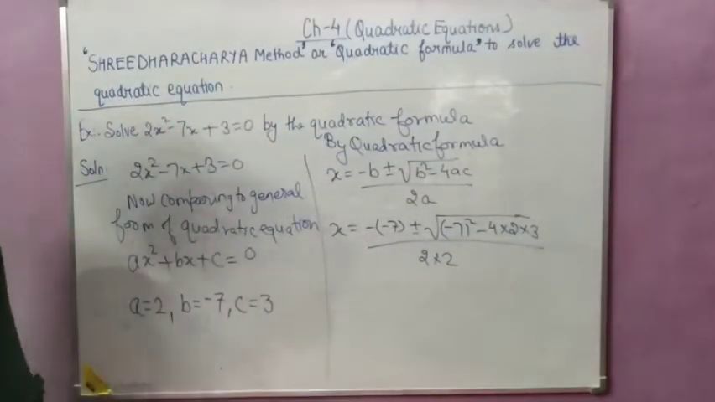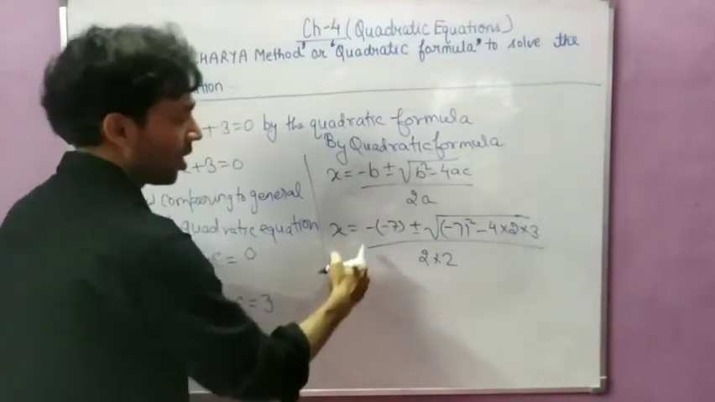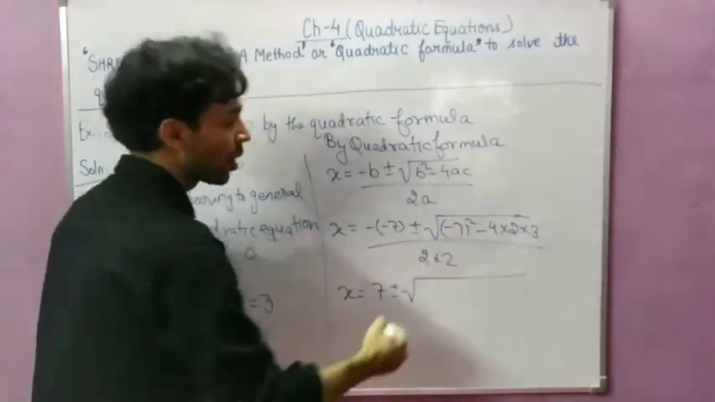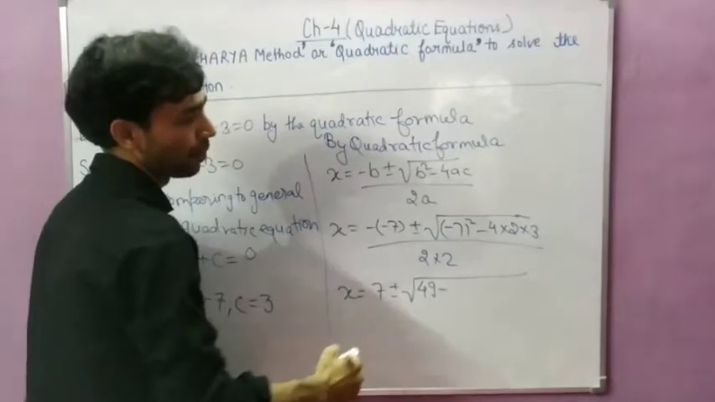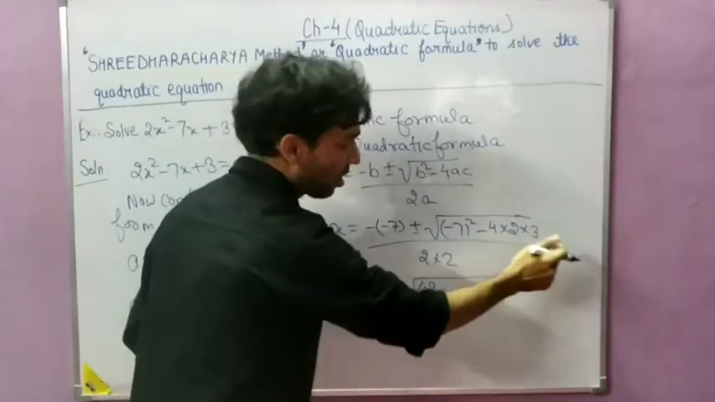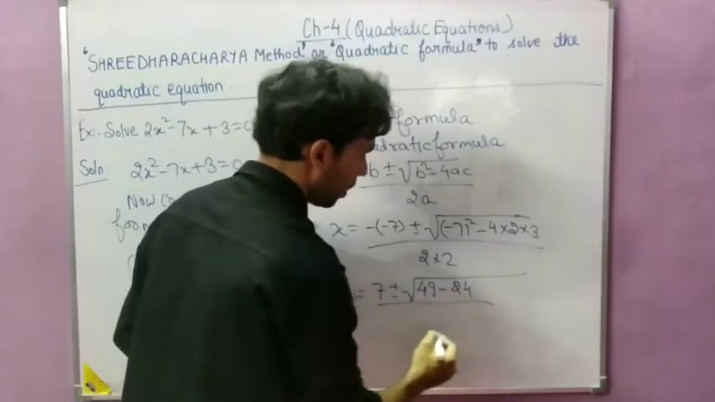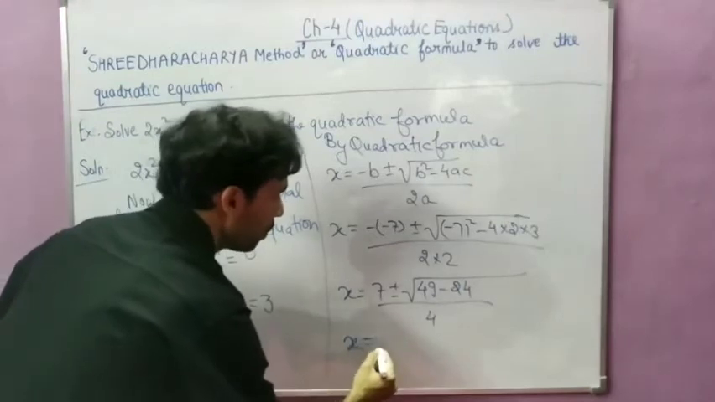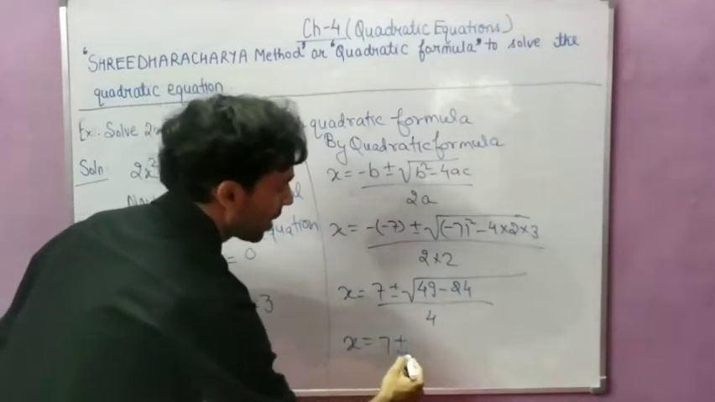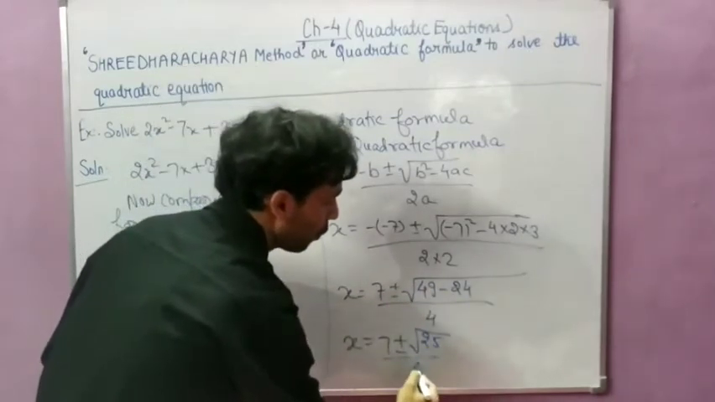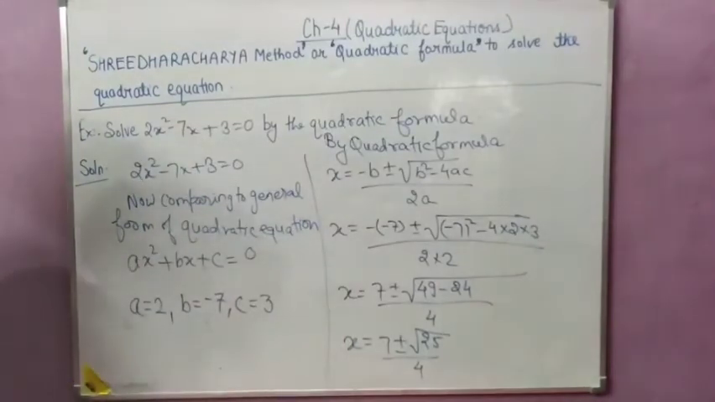Okay, all values I have put. So now x equal to, this minus minus will become plus 7 plus minus under root minus 7 square will become 49 minus 4 into 2 into 3, that is 24, upon 4. Now see, x equal to 7 plus minus under root 49 minus 24 will come 25 upon 4. This comes after solving.